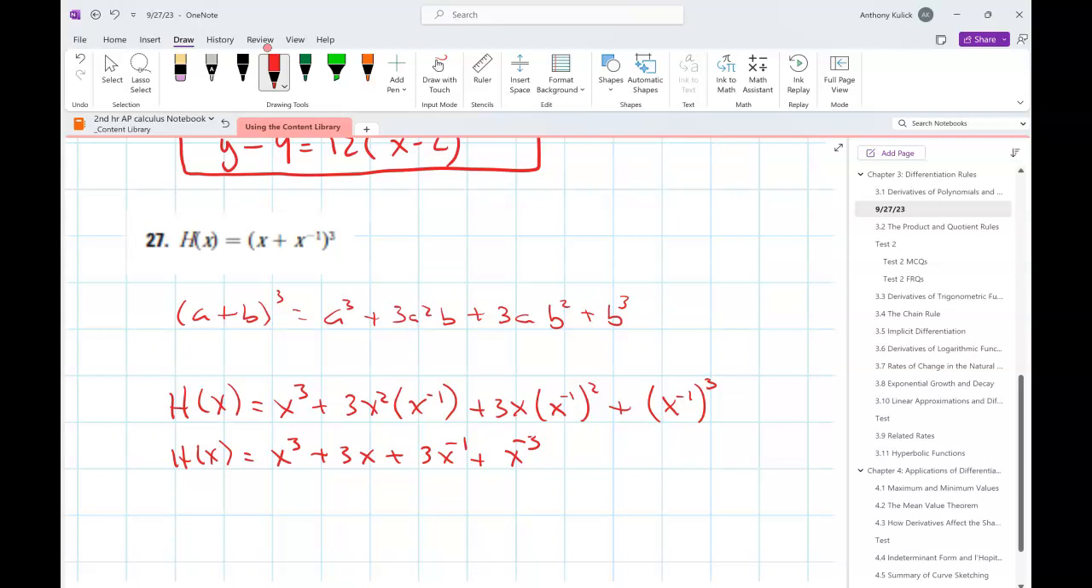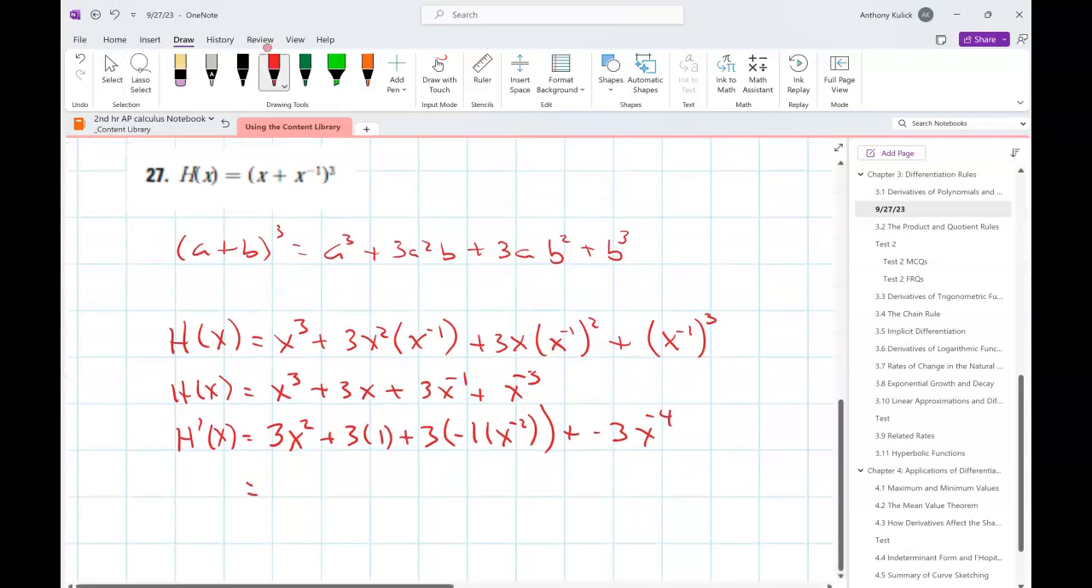And now I'm in a spot where I can do the derivative just using the rules that I have available to me, because I've removed the composition piece. I don't have one function inside of another. I just have 4 things in the form of the power rule. So my derivative of x cubed, just like we said before, is 3x squared. The derivative of 3x is 3 times 1. The derivative of 3x to the negative 1 is 3 times negative 1 times x to the negative 2. And then the derivative of x to the negative 3 is negative 3x to the negative 4.